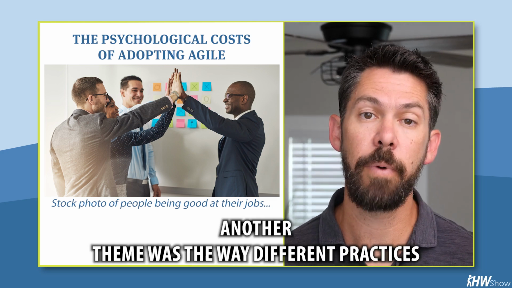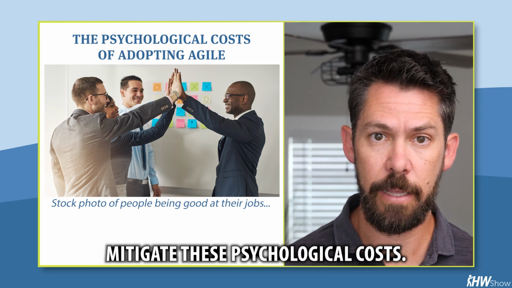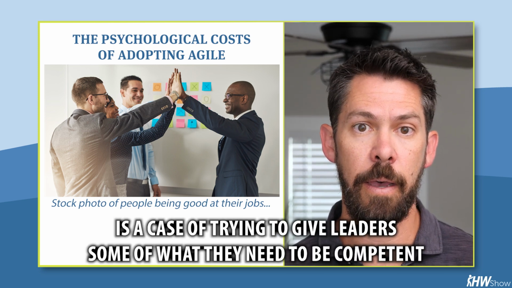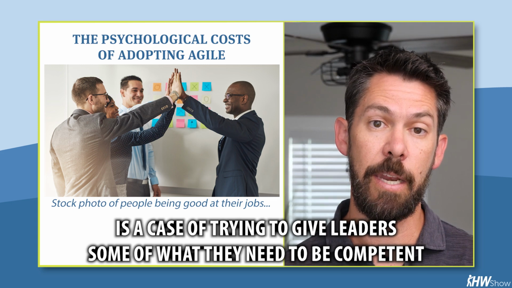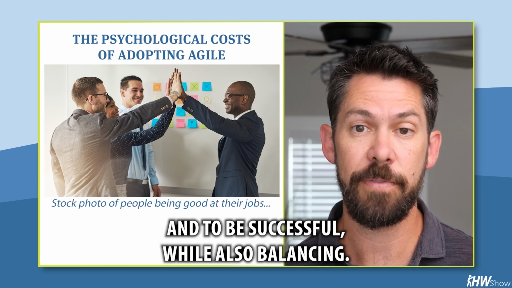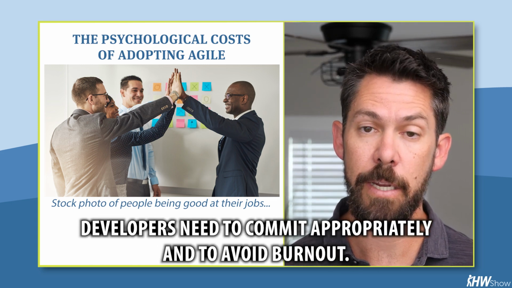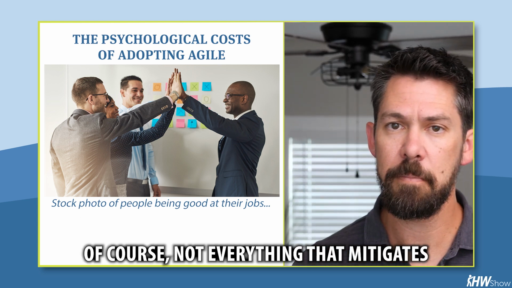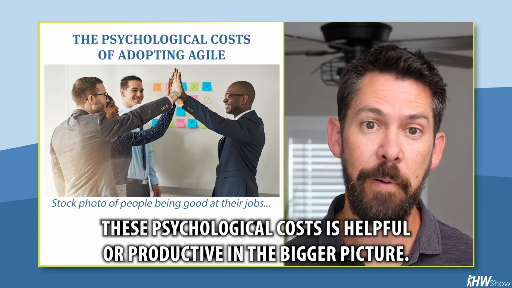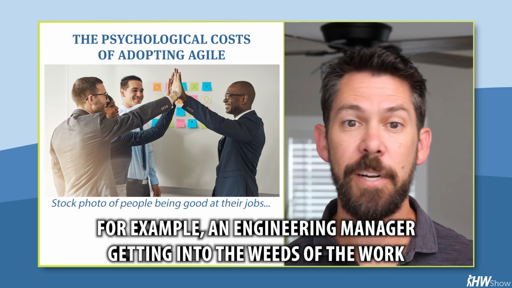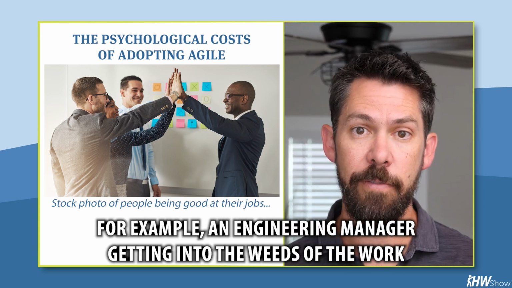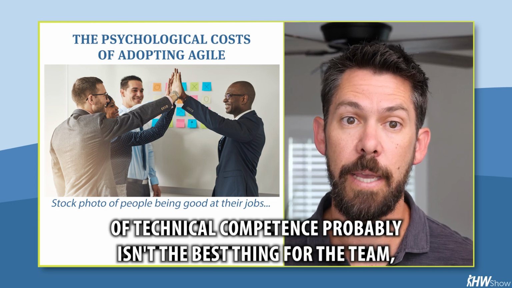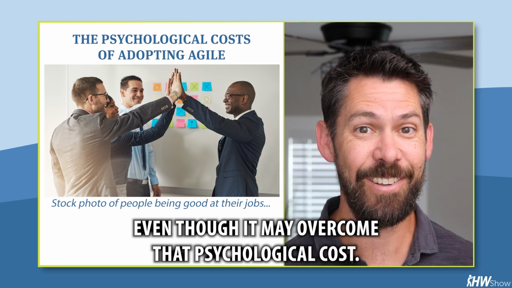Another theme was the way different practices mitigate these psychological costs. For example, splitting stories to focus on value is a case of trying to give leaders some of what they need to be competent and to be successful, while also balancing developers' need to commit appropriately and to avoid burnout. Of course, not everything that mitigates these psychological costs is helpful or productive in the bigger picture. For example, an engineering manager getting into the weeds of the work to recover that sense of technical competence probably isn't the best thing for the team, even though it may overcome that psychological cost.